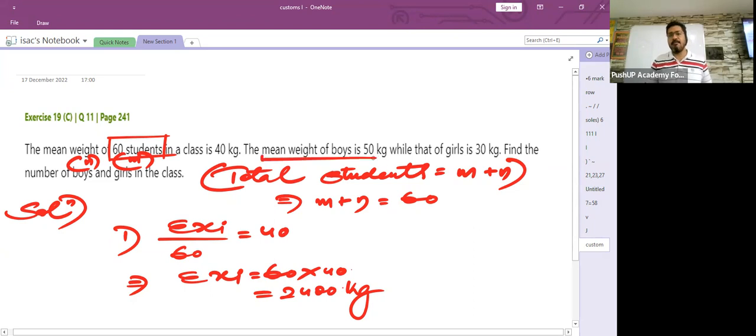Okay. Now, let's read the next part of the question. The mean weight of boys is 50 kg. Children, how many boys are there? We just assume that the number of boys is equal to n.